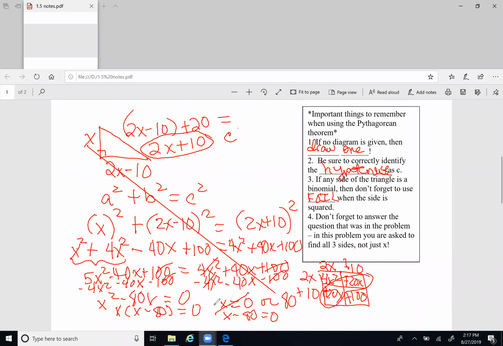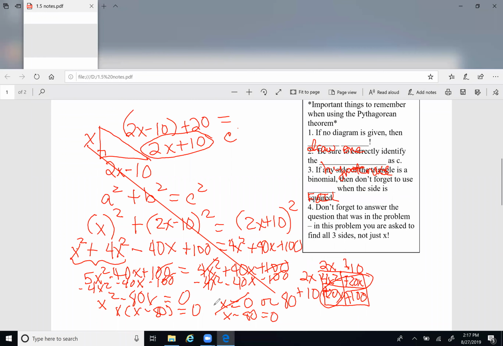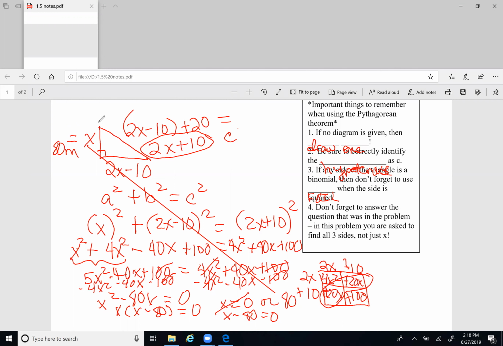So here's what we'll do. We will identify, because remember it said don't forget to answer the question that was in the problem. So we've got to find all three sides. And we need to pay attention to units as well. And this was in meters. So the short side is 80 meters.